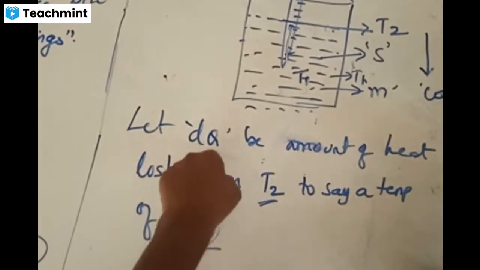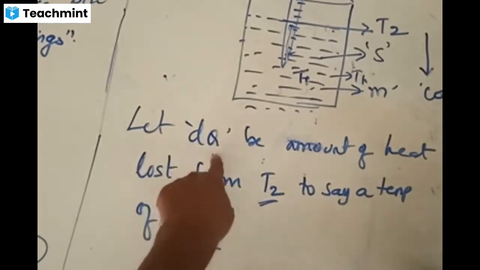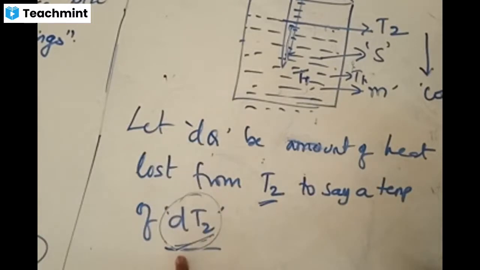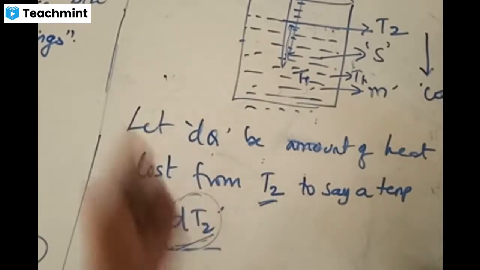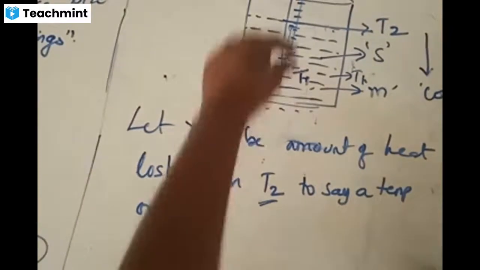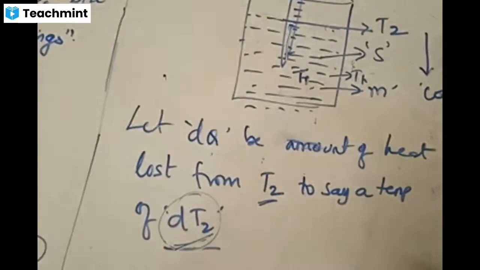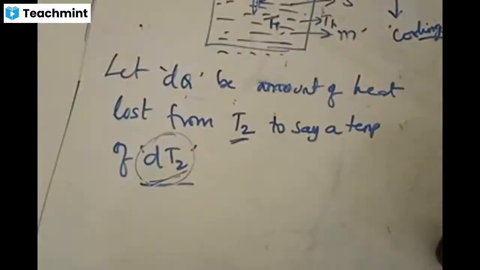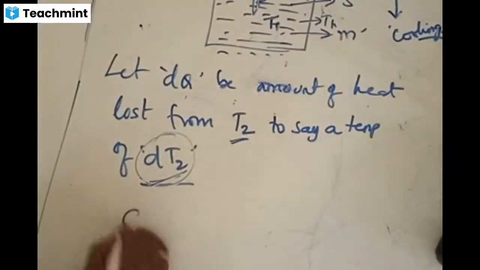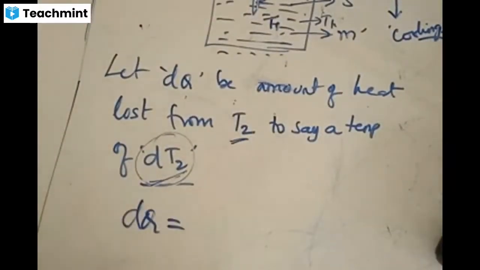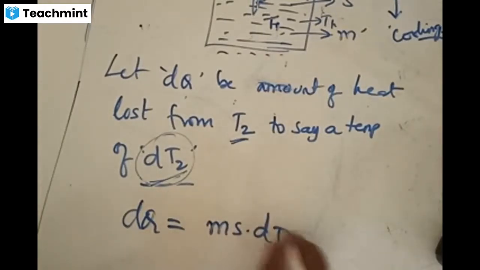dQ is the amount of heat lost due to the differential change of temperature from T2 to some new value, dT2. dT2 indicates a small change of temperature resulting in a small change of heat. Now, using these things, can you write an expression? From the principle of calorimetry, can you say dQ is equal to something in the form of m s dT2? Can you write like this?